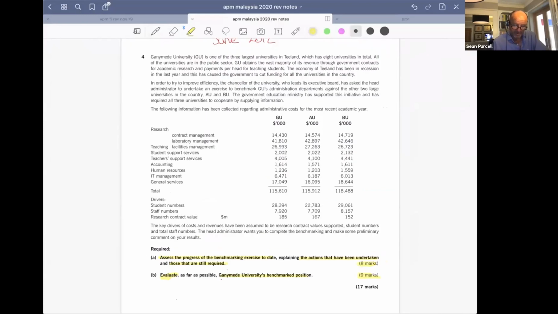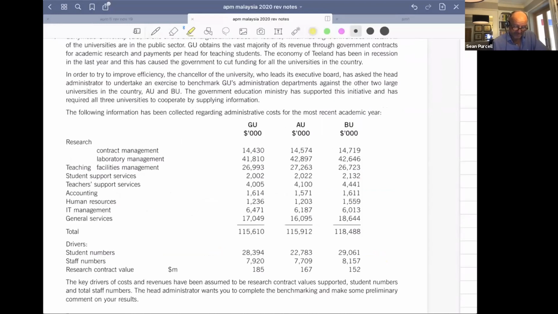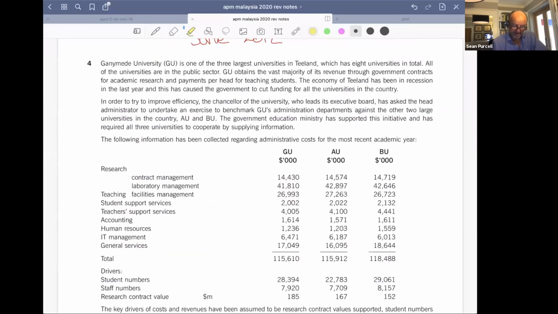Well, it's one of the largest universities in Thailand, which has 8 universities. All universities are in the public sector. GU, or Ganymede University, obtains a vast majority of its revenue through government contracts for academic research and payments per head for teaching students. The economy has been in recession, and this has caused the government to cut funding. In order to try to improve efficiency, the Chancellor, who leads its executive board, has asked the head administrator to undertake a benchmarking exercise. The government education has supported this initiative and has required 3 universities to cooperate.